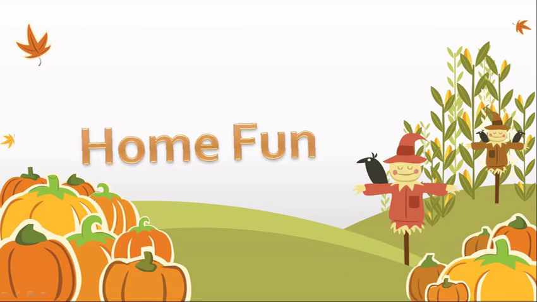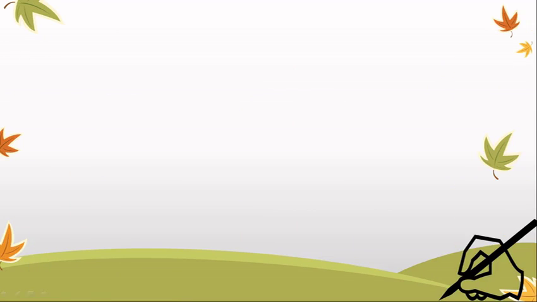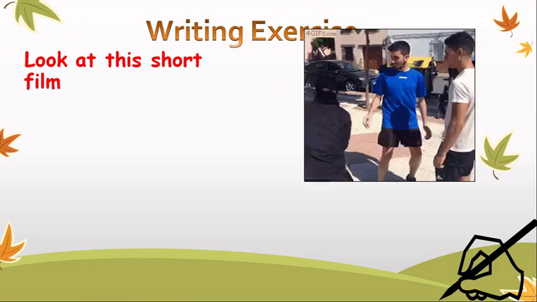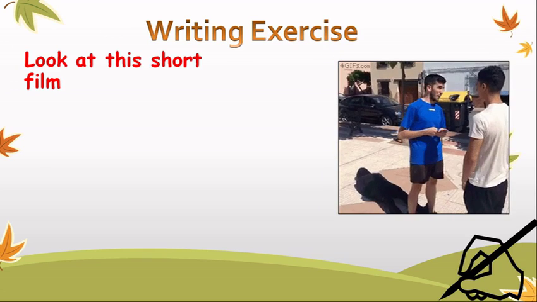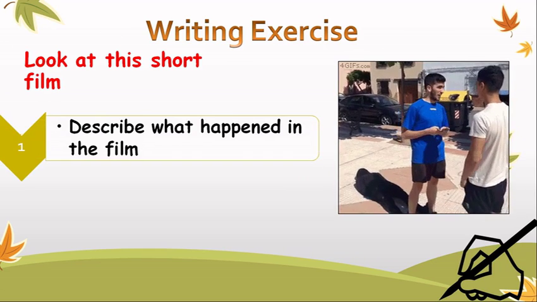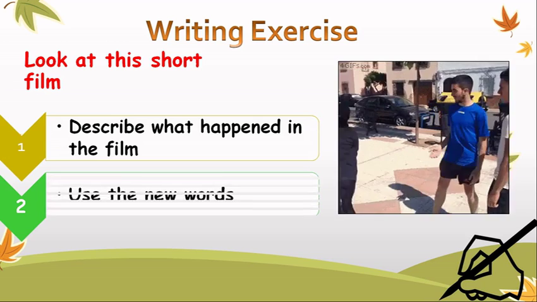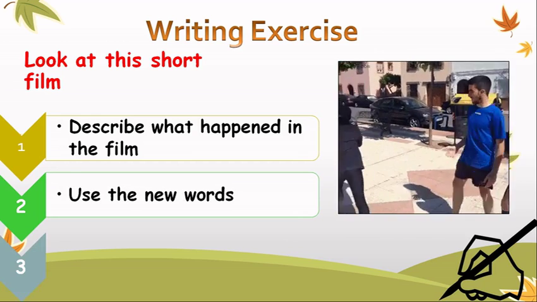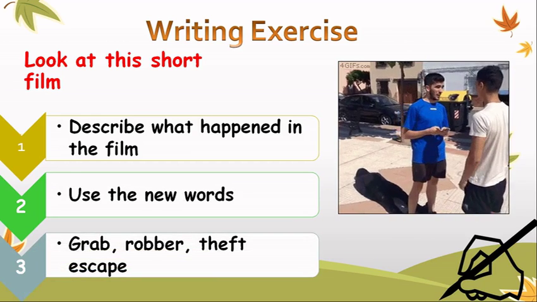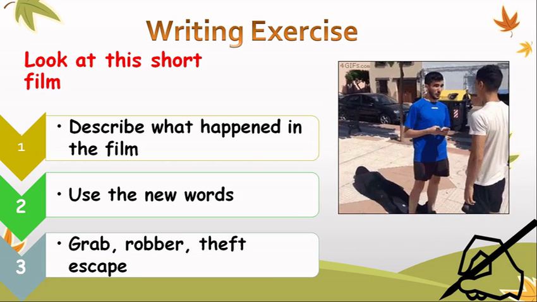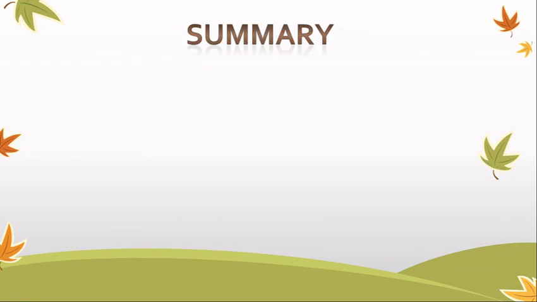Now, it's time for home fun. You have to write a homework. Let's look please at this short film together. Okay. 1. You have to describe what happened in this film. 2. You have to use the new words that we learned in this lesson. So look please at these words that may be helpful for you. Grab, robber, theft, and escape. Show your answers please to your teacher.